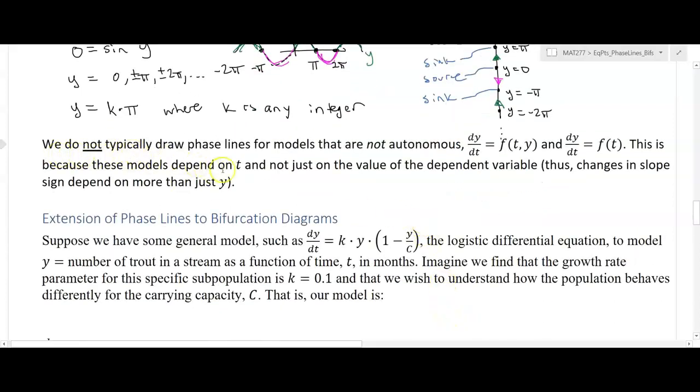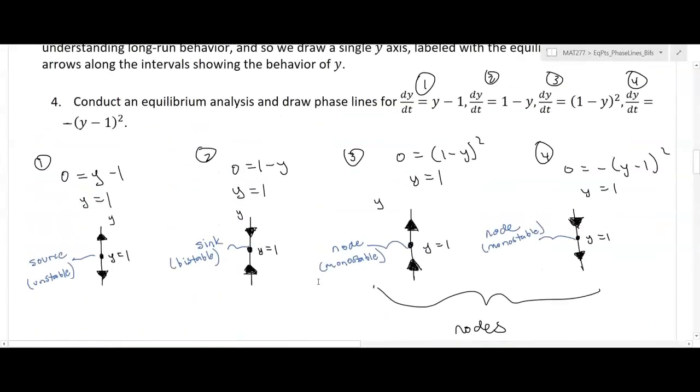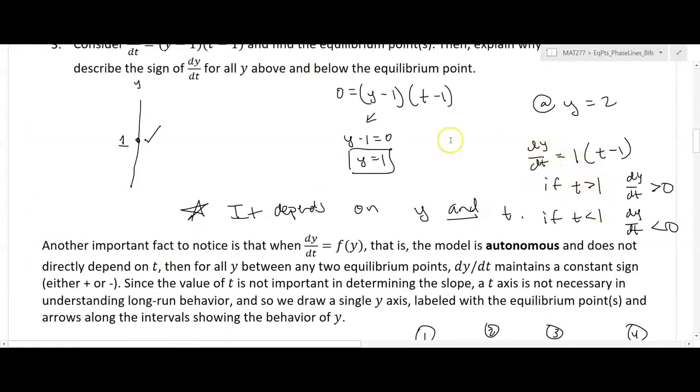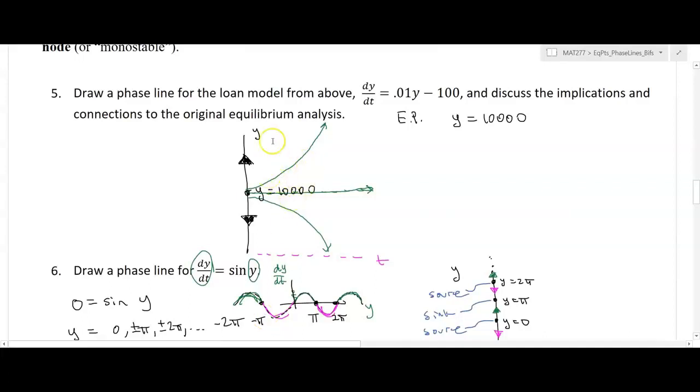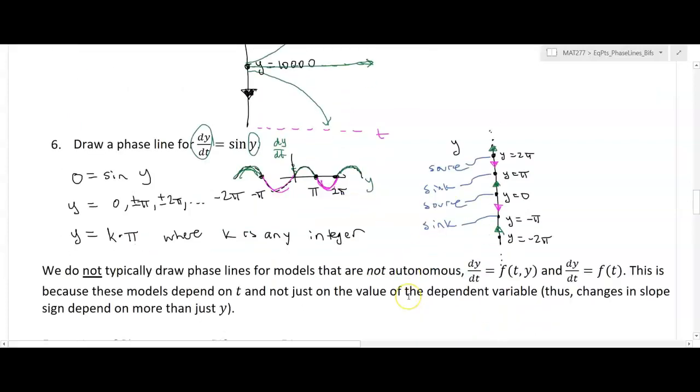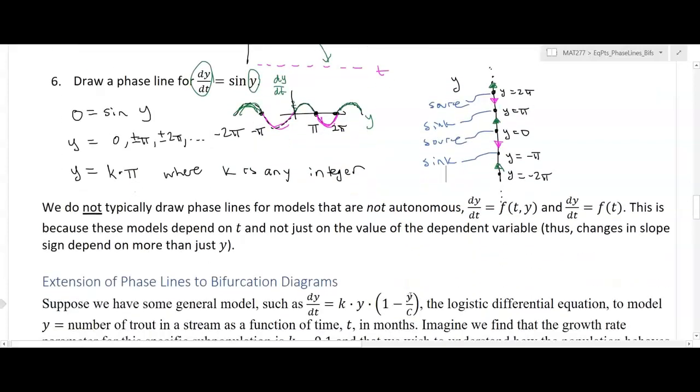So again, we do not typically draw phase lines for models that are not autonomous. So if dy dt depends on both t and y, or it only depends on t, we don't draw these. And the reason is going back to this example where if t is involved, then the value of t also has a say in whether dy dt is positive or negative. And so the value of y alone does not allow us to accurately draw a phase line. So at that point, you could try to do it for different values of t, just draw multiple phase lines, but that does not benefit us. It does not add value to our analysis.